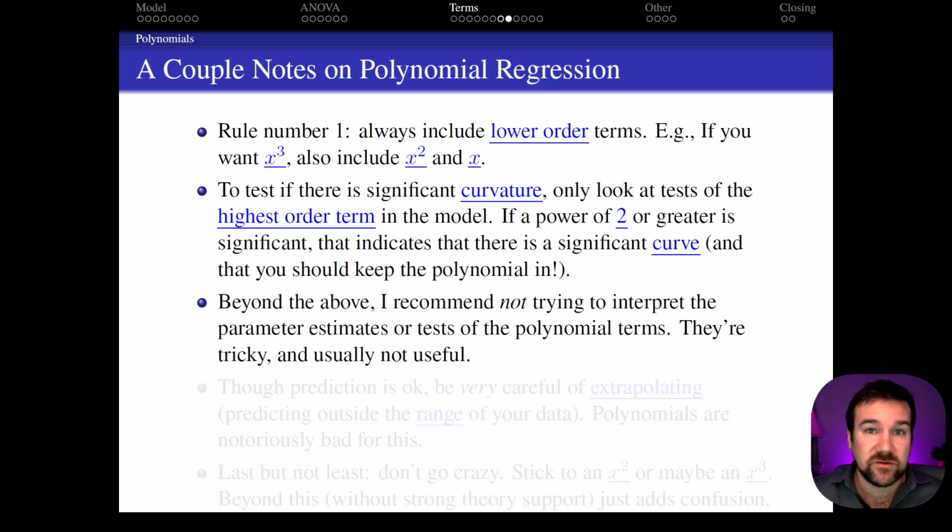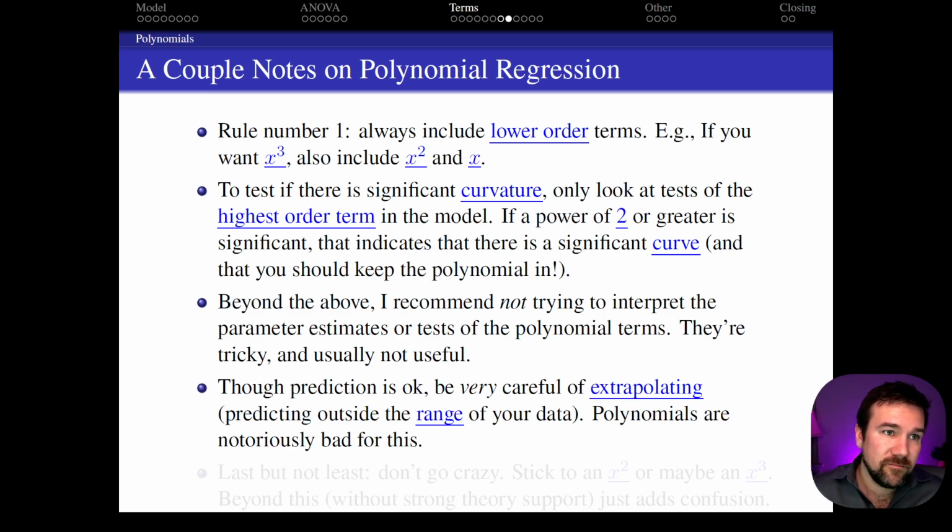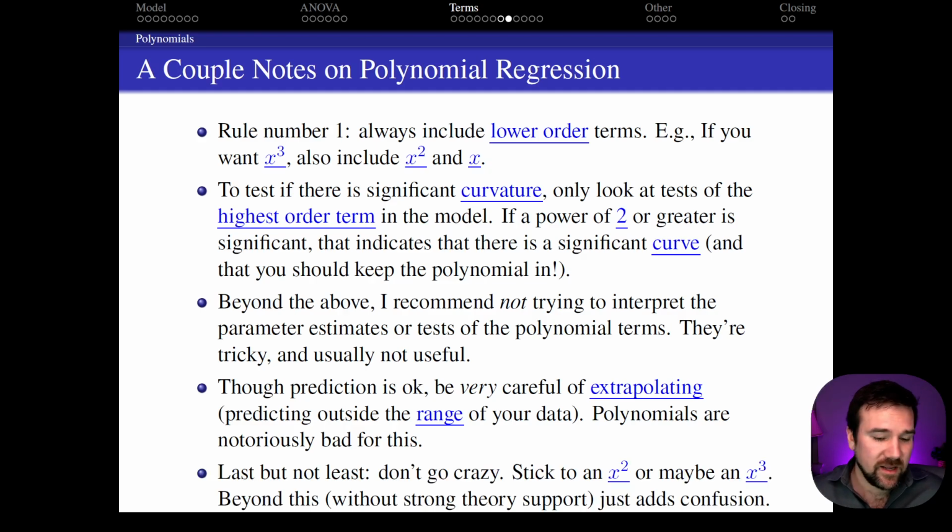Now, I will say you can use these for prediction, but with prediction, be very careful about extrapolating. Remember, extrapolating is predicting outside of the range or the joint range of your independent variables. Prediction is fine to do, but you just need to be real careful about extrapolating with polynomials, because polynomials are notoriously bad for this, especially as you get near the edges. They tend to drop off or shoot up. And that's usually a very, very bad prediction. So be careful about extrapolating outside the range of your data.